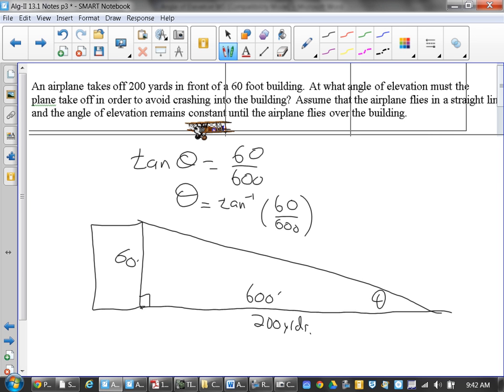Once again, guys, write down what you're about to type in the calculator prior to doing it, so that way we have half a clue. So what's the degree? 5.71. There you go.